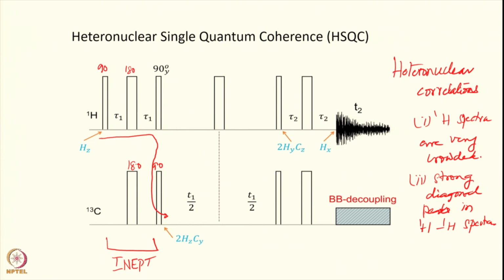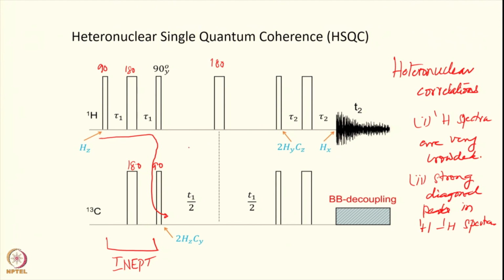Now the magnetization here is on carbon. How do we know? That is what is represented by 2HZCY. This CY means it is the carbon magnetization here because it is on the carbon 13. So the carbon magnetization which is transverse will evolve during the period T1, and in the middle of the T1 period I apply a 180-degree pulse onto the proton channel. What does it do? It actually decouples the proton carbon coupling. So this is the spin echo period from here to here, T1 half, 180, T1 half, and during this period there is proton carbon decoupling.